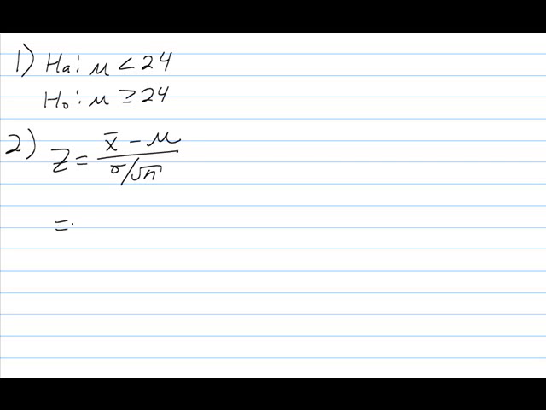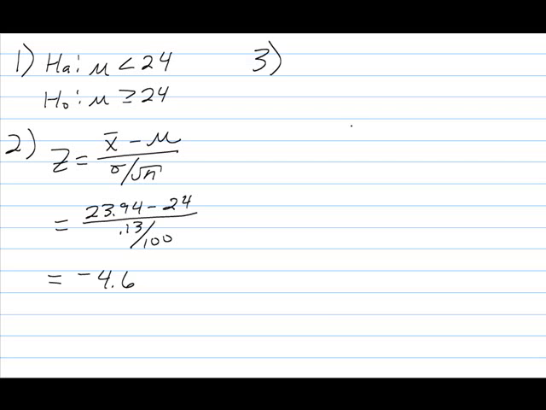So we plug in what we know. We know x bar is 23.94. We're comparing mu to 24, so we're assuming that mu equals 24. Sigma is given to us at 0.13, and we're sampling 100 boxes in this case. So we crank out the math here. That'll give us our test statistic. If you work this out, you'll get negative 4.6. So that is step 2.